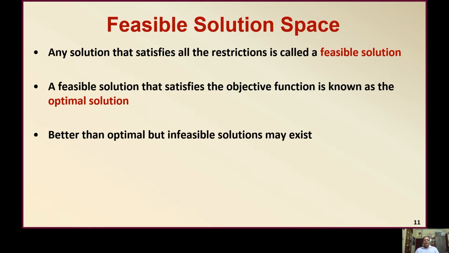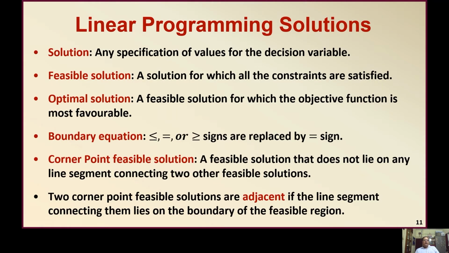Now, better than optimal but infeasible solutions may exist. There could be solutions that are better than the current optimal solution, but they are not satisfying all the constraints. So there is what is known as a feasible solution space. Right. Now, linear programming solutions. So look here.